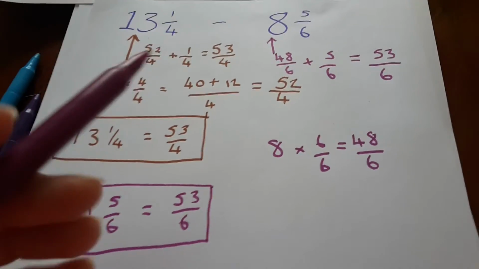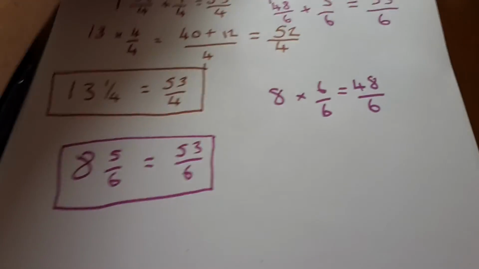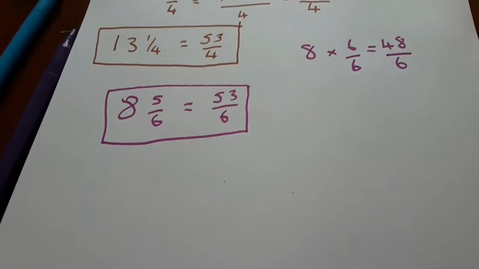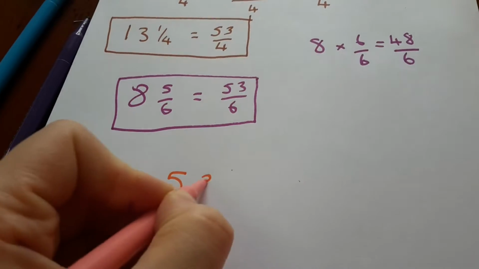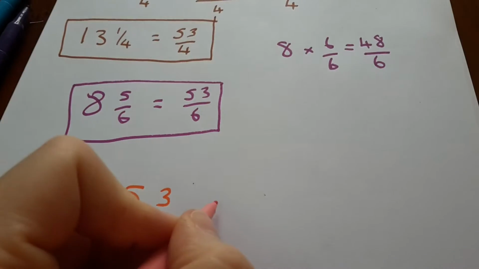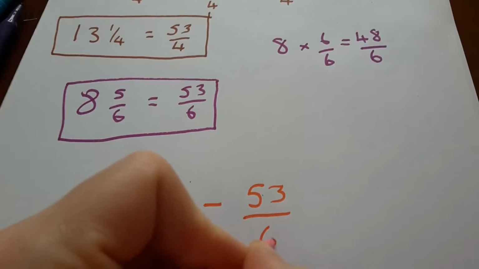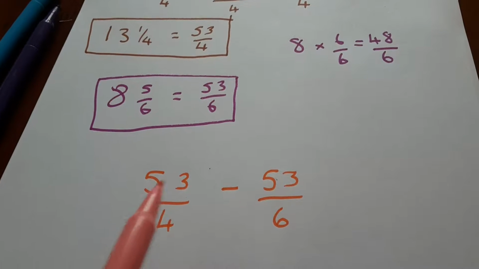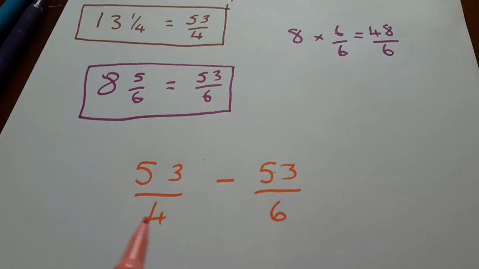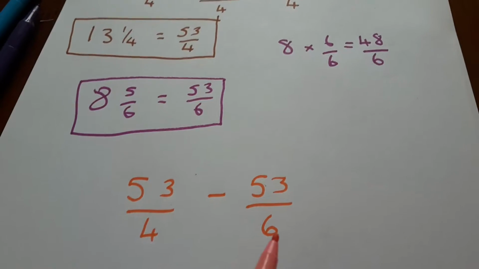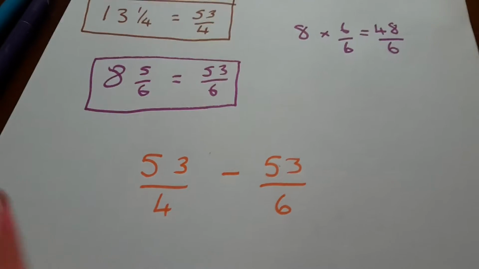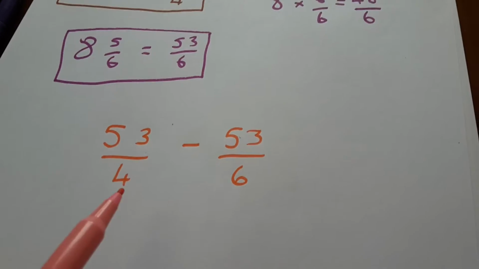Now what I can do is take them away from each other. So I'm going to rewrite both of them in the correct order. Always be careful of that. That's why I rewrite them, so I don't lose track. Minus 53 over 6. So I need to make sure now that they're both in the same size pieces, because at the moment quarters are much larger pieces than sixths. So I need to rewrite both of them so they're in identical base pieces. So I need to check which times table they will both fit into.